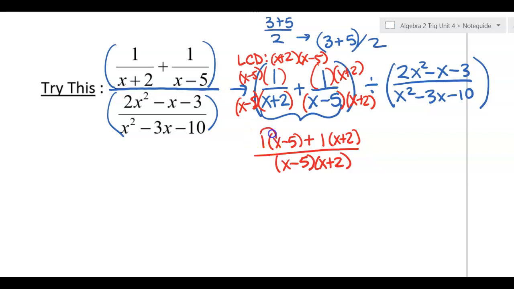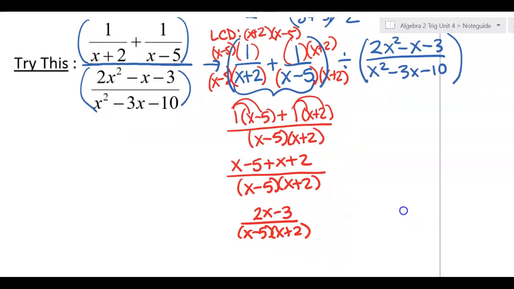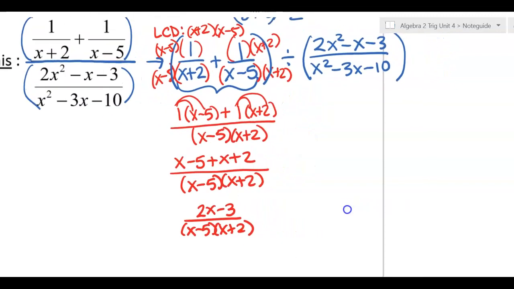So I'm just being super thorough. I know you guys know what 1 times all these things are, but you would distribute that. So we'd have x minus 5 plus x plus 2 over x minus 5 times x plus 2. And when we combine the like terms, we get 2x minus 3 over x minus 5 times x plus 2. Is everybody okay with the addition problem portion of it? We're not done with this problem. All we've done is turn the numerator into one fraction rather than multiple fractions.